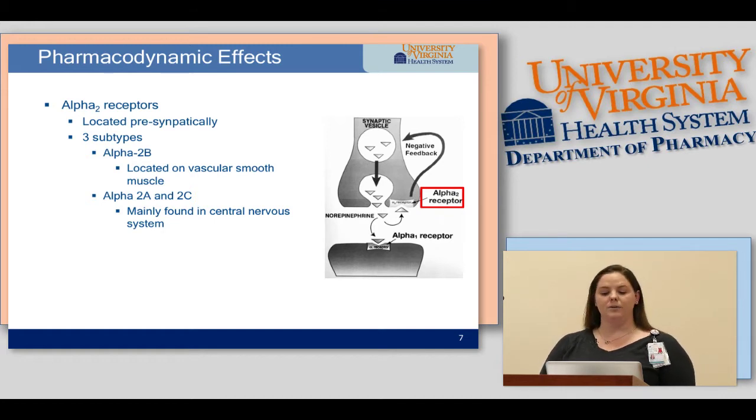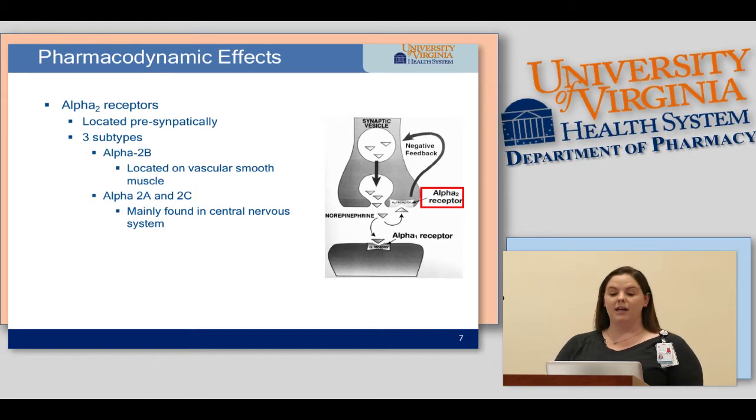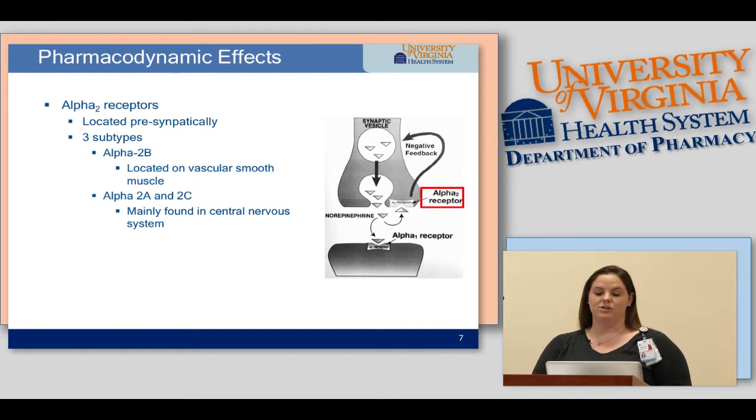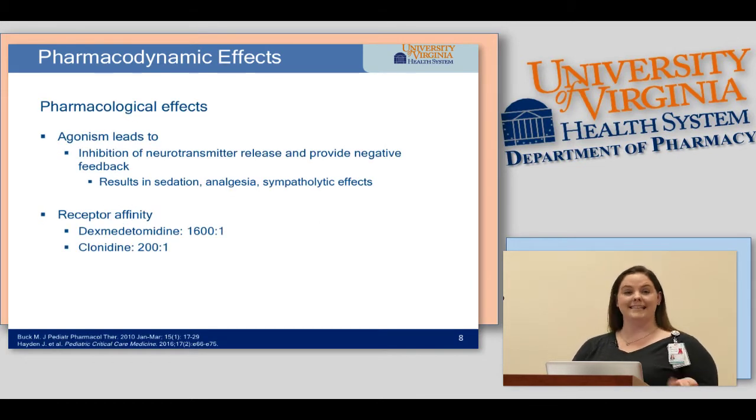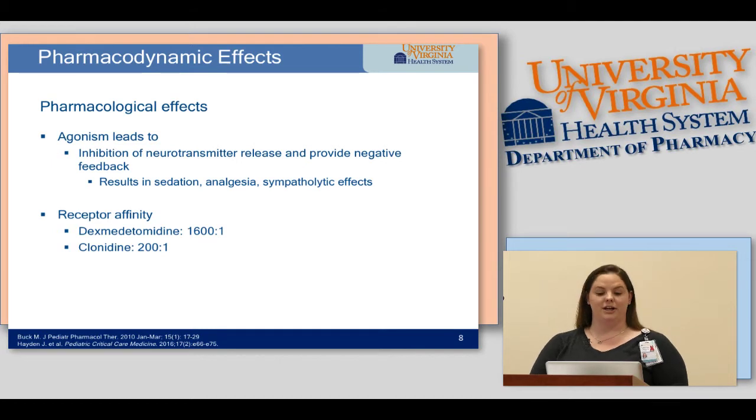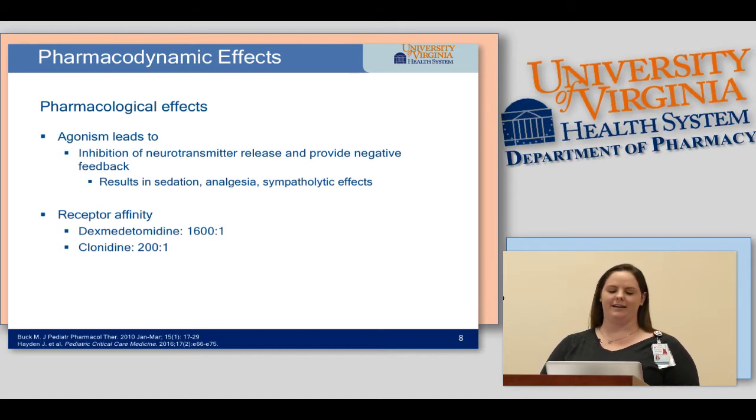And this leads to hyperpolarization of those noradrenergic neurons in the brain. Cyclic AMP reduction leads to potassium efflux through the calcium-activated channels, which prevents calcium ions from entering the nerve terminal. And this leads to suppression of neural firing. So this leads to inhibition of norepinephrine release and reduces activity in that pathway. As I said, agonism of this leads to inhibition of neurotransmitter release and provides negative feedback. So it results in sedation, analgesia, and sympatholytic effects.